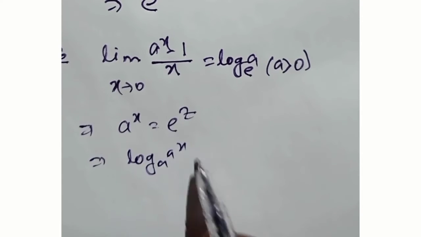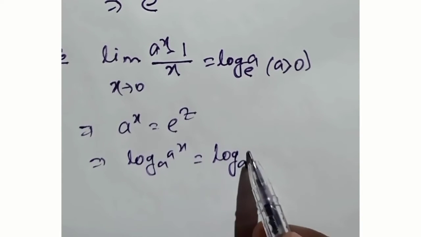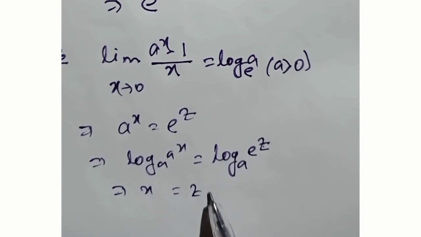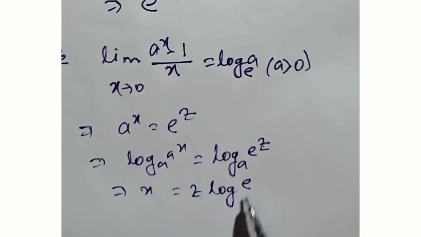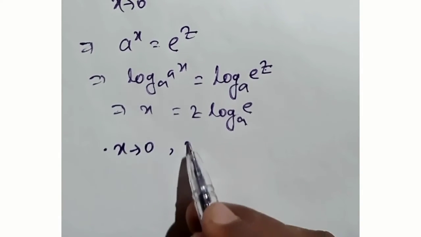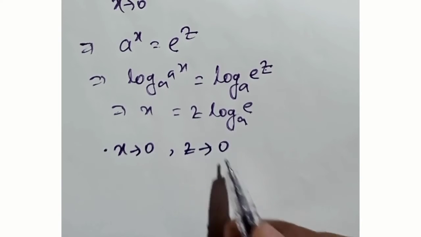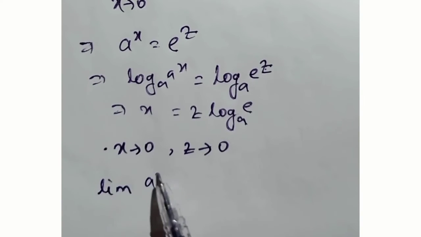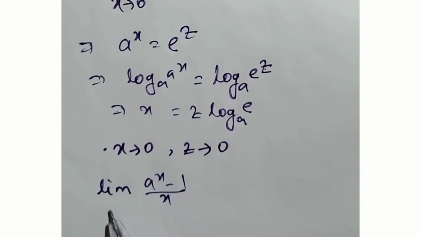So guys, let's take logarithm base a on both sides. So this will become just x, and this z will come to this side, and this will become log e base a. You can understand that if x tends to 0, definitely z tends to 0, because the value of this log e base a is defined. So z must be 0 if x tends to 0. So let's just put the value of it.